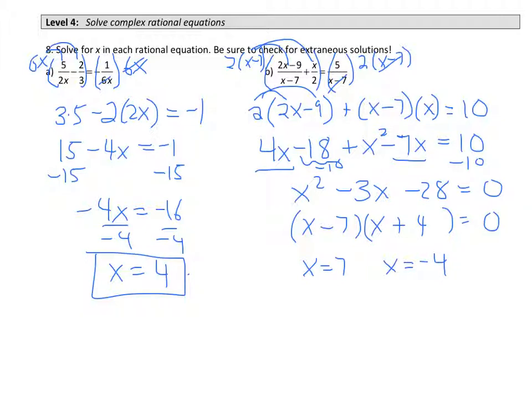But again, you want to check your solutions and see if any of them make the denominator 0. And when you plug x equals 7 in up here, it makes the denominator 0, which makes this an extraneous solution. So this one does not work. Plugging in -4 is okay, so that's our only solution to this problem.